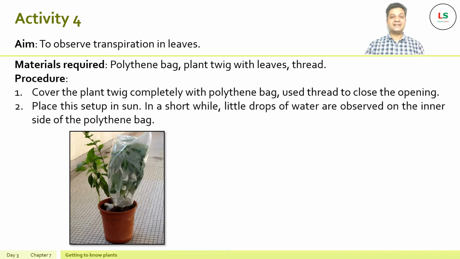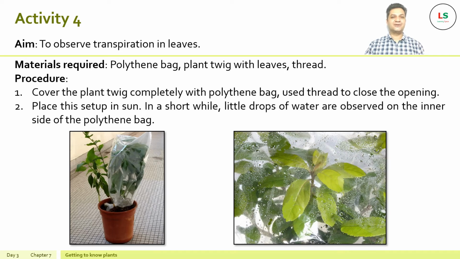And after a short while, we see the appearance of water droplets on the inner side of the polythene bag. And all this is attributed to the transpiration which happens in plants.